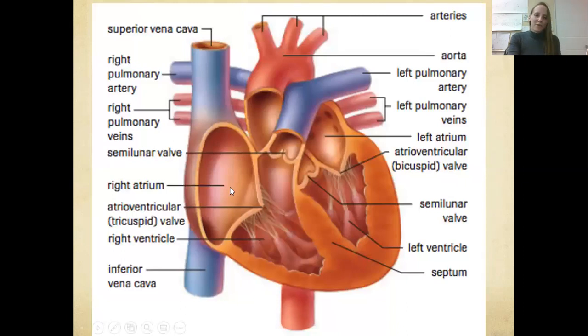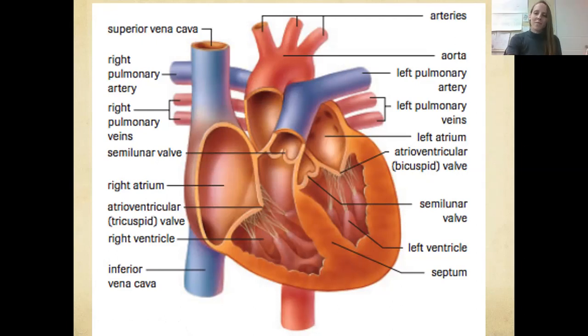Again, just another diagram of what this all looks like. So this is the right atrium. Again, blood would come from the body, deoxygenated, through either the superior or inferior vena cava into this right atrium. The right atrium would squeeze, the blood would go through this tricuspid valve right here into the right ventricle. The right ventricle would squeeze, blood would go out of this semilunar valve into the pulmonary artery, which then splits to go to the two different lungs. The blood goes to the lungs and is oxygenated.